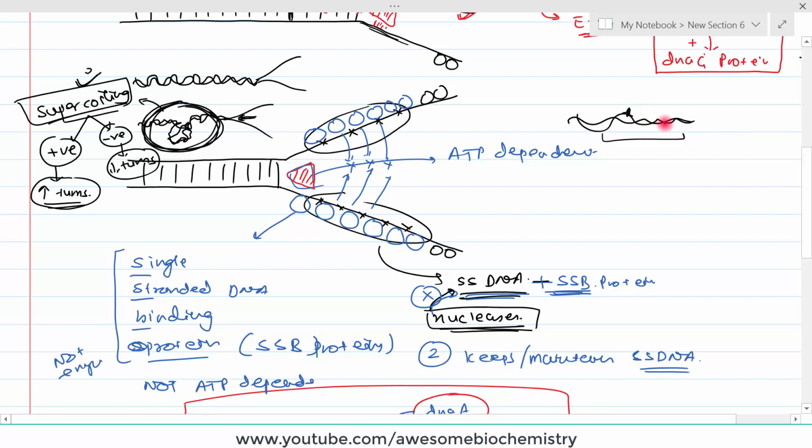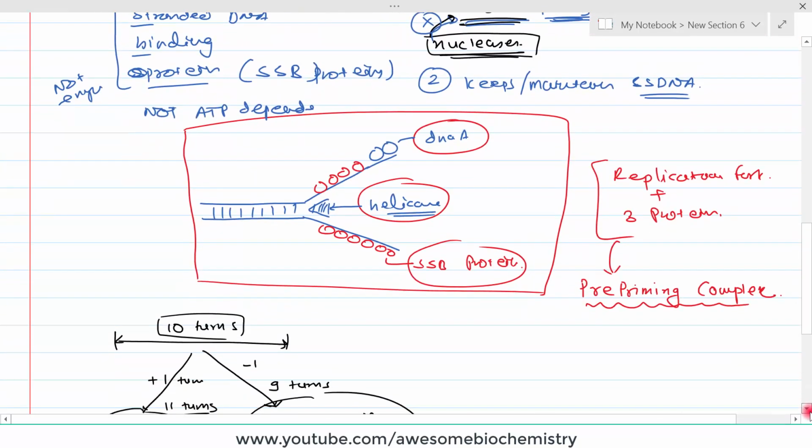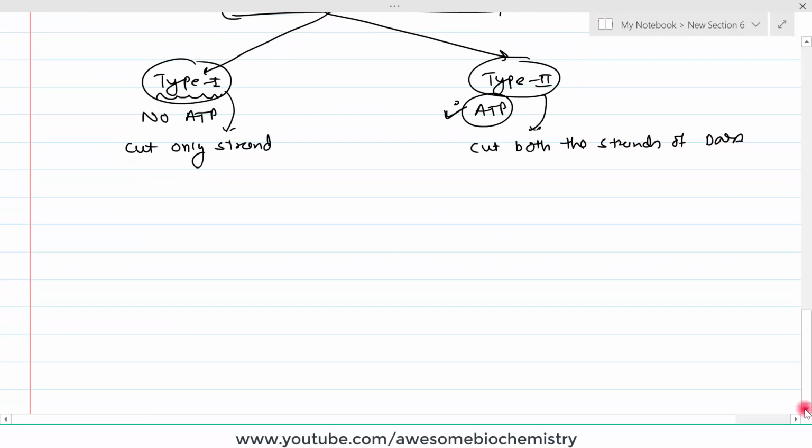And there is another way: you cut both the strands, let both the ends relieve their strain, and then the supercoiling problem can be solved. So both strategies are followed by our biological system: by type 1 only one strand is cut, and by type 2 topoisomerases both the strands of DNA are cut. Now let's focus on type 1 topoisomerases.